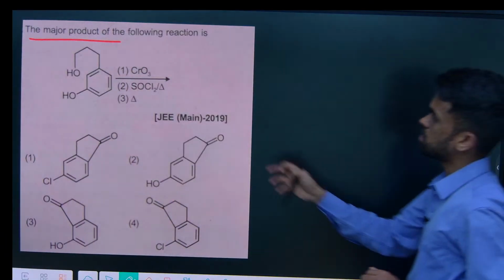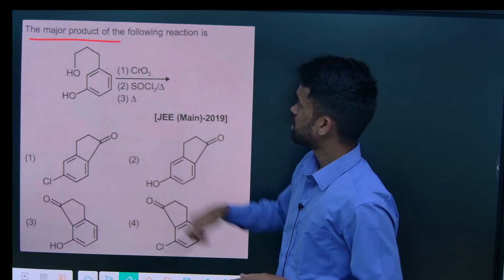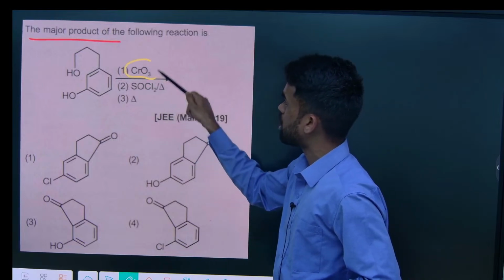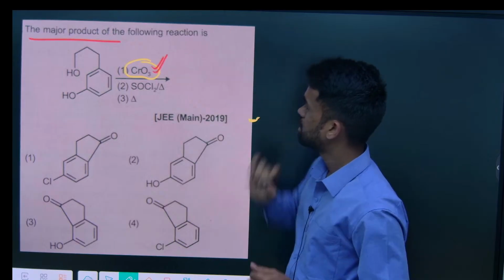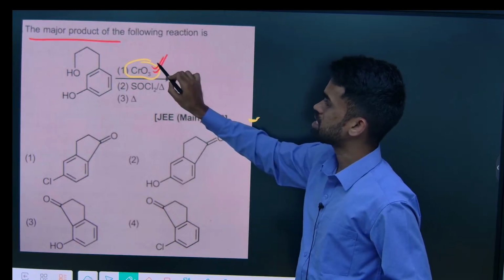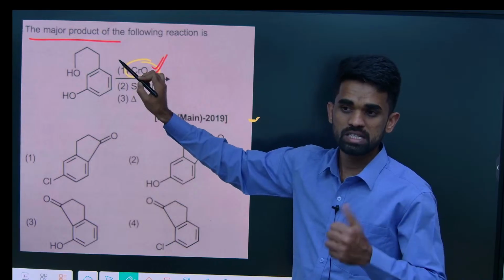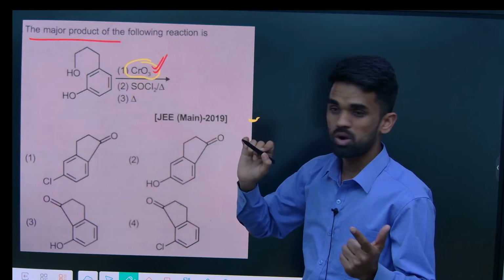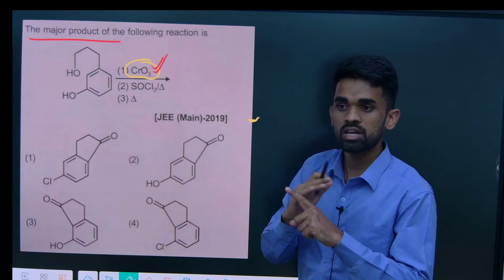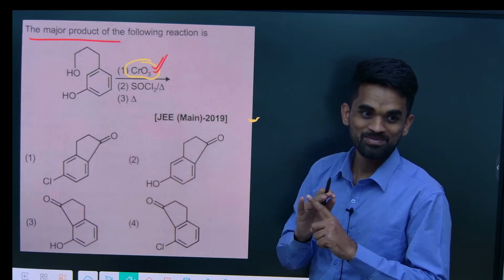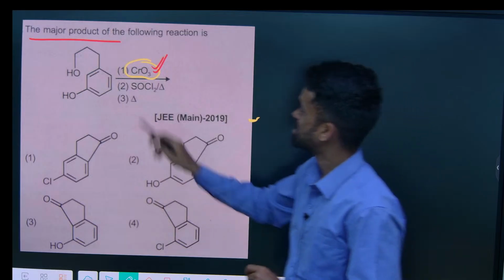What is your answer for this? The given compound is treated with chromic oxide, CrO3. So it is an oxidizing agent. What is it? Oxidizing agent. It oxidizes alcohols. If it is a primary alcohol, it gives you carboxylic acid. If it is a secondary, it gives you ketones. Tertiary, no reaction. Remember this. Yes, tell me.